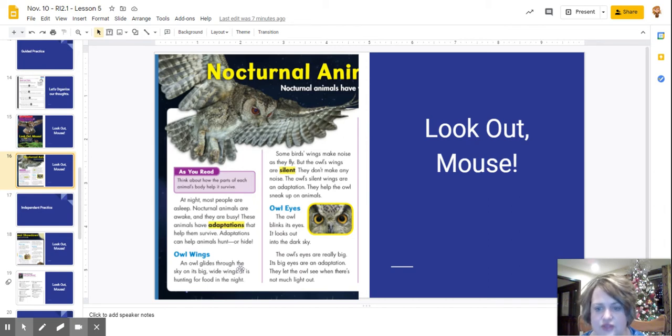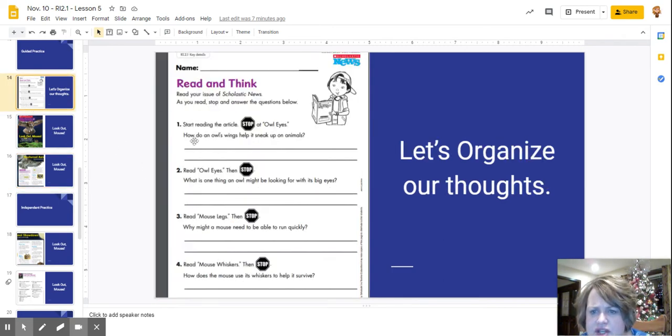An owl glides through the sky on its big, wide wings. It is hunting for food at night. Some birds' wings make noise when they fly, but an owl's wings are silent. They don't make any noise. The owl's silent wings are an adaptation. They help the owl sneak up on animals. So the owl's adaptation is his wings. Now, how can he sneak up on animals is our question. How do the owl's wings help him sneak up on animals?